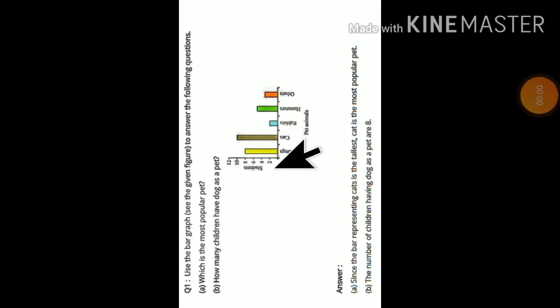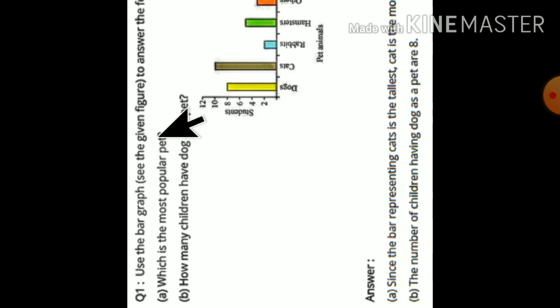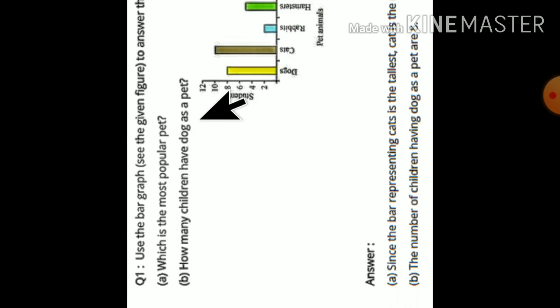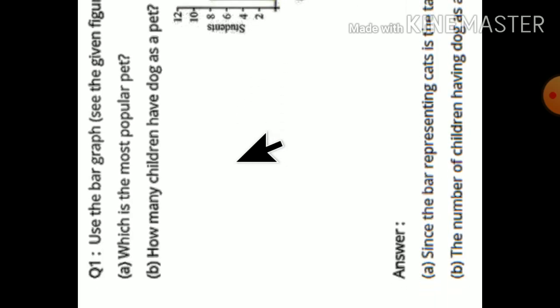Let's start with exercise 3.3. Question number 1. Use the bar graph, see the given figure, to answer the following questions. In the figure we can see that the bar graph is given. First one is for dogs, then cats, then rabbits, then hamsters and others. These are the pet animals, and here they have given the number of students. First question, which is the most popular pet? And how many children have a dog as a pet?